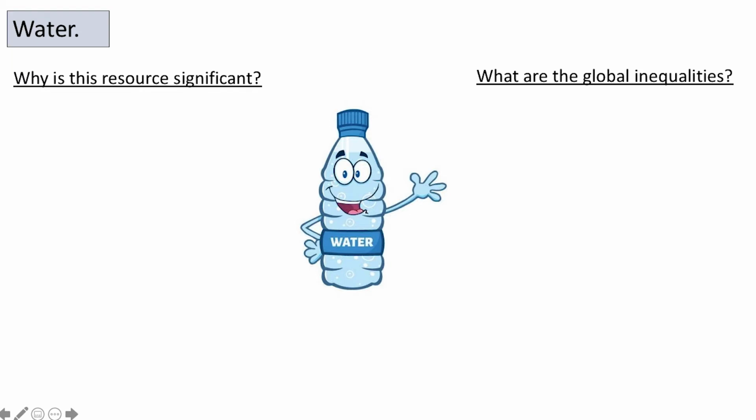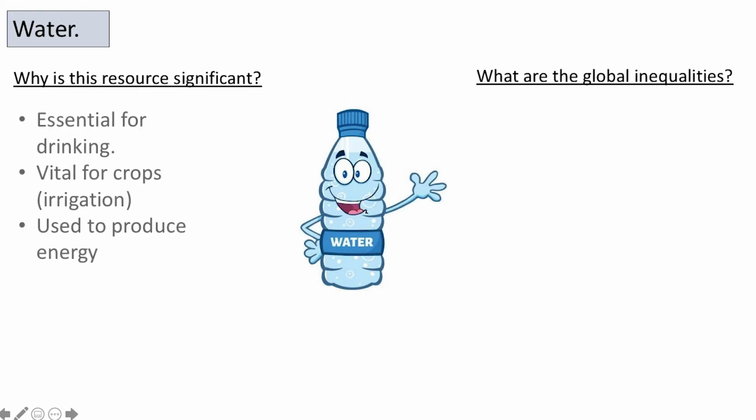So why is water a significant resource? Well, we know, don't we, that water is essential for life. It's essential for drinking and for cooking. It is vital for growing crops, and I'm using that word irrigation, which means to water. And it's also important as it is used to produce energy.